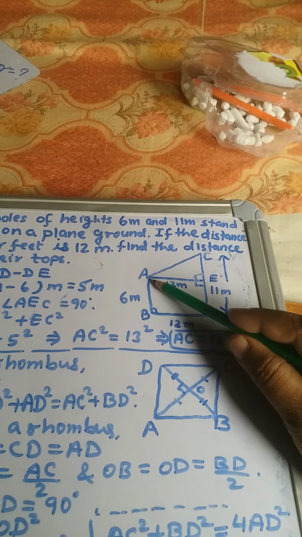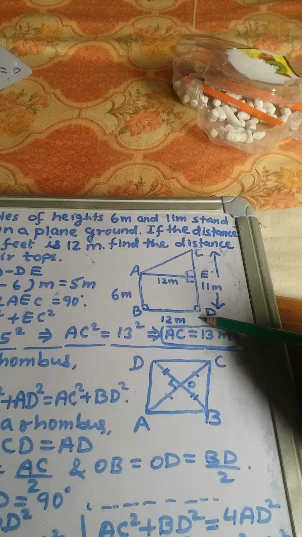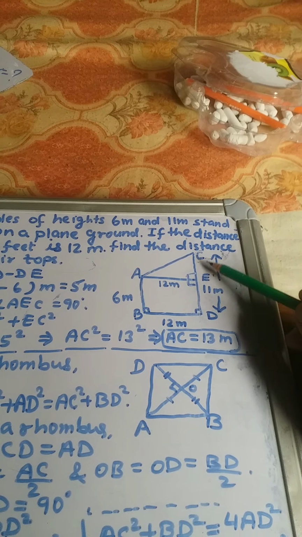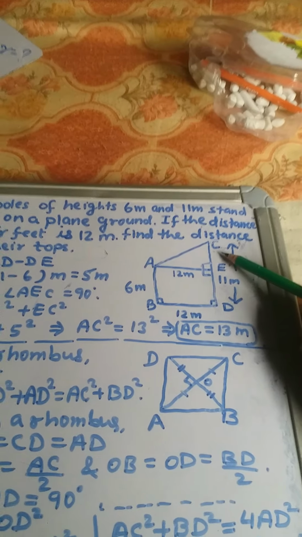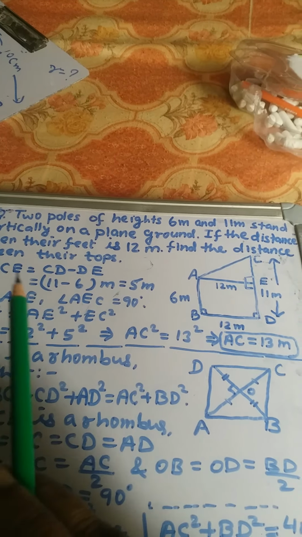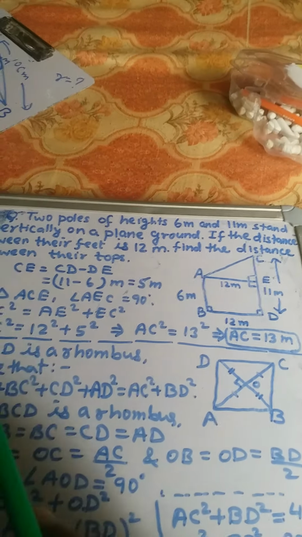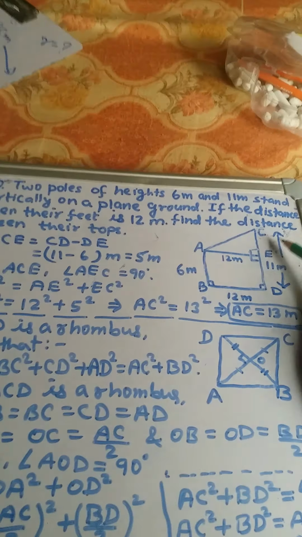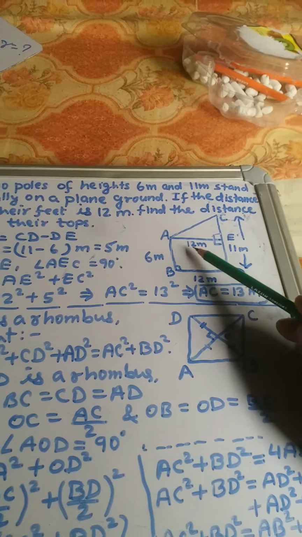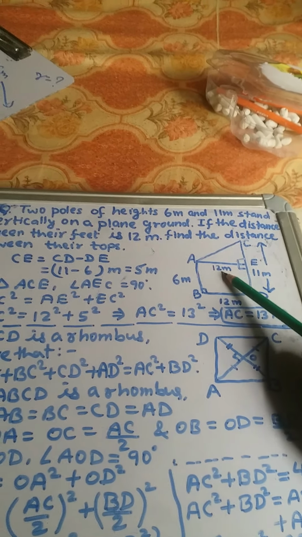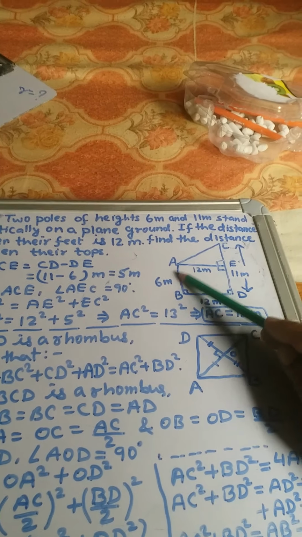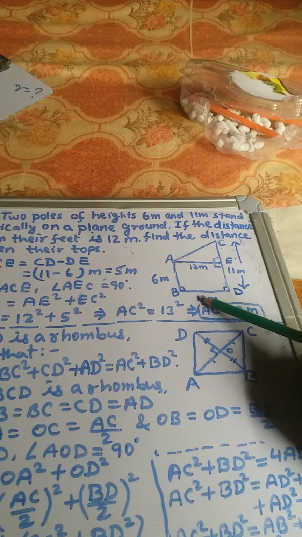So look here, if AB is 6, then ED is also 6. What is the remaining distance CE? That is 5. So CE equals CD minus ED, which is 11 minus 6, equal to 5. And this distance is 12, because it is a rectangle and opposite sides of a rectangle are equal.